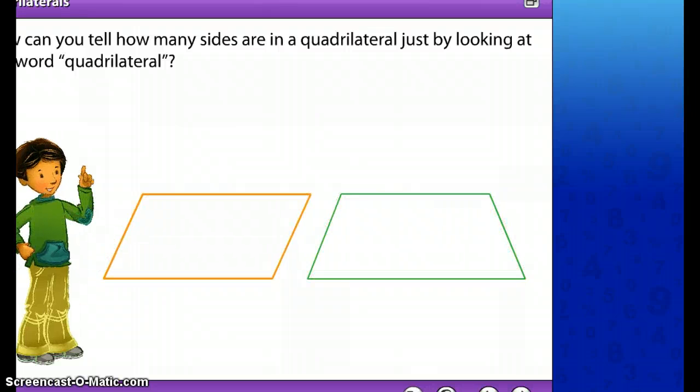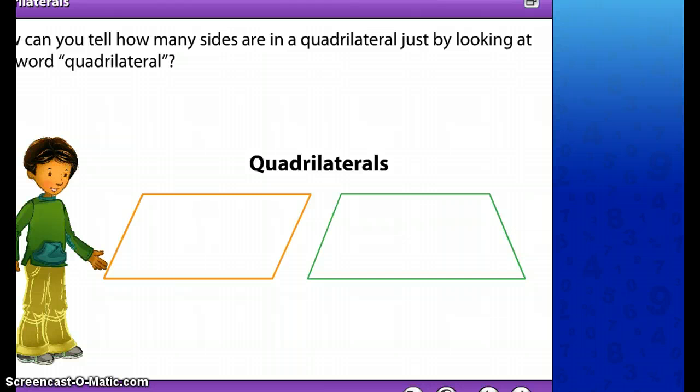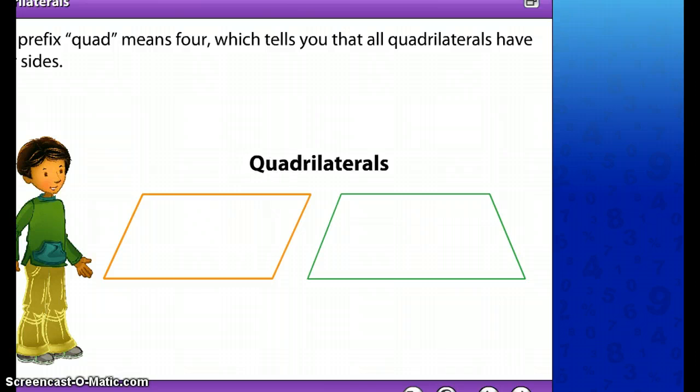How can you tell how many sides are in a quadrilateral? Just by looking at the word quadrilateral. If I saw the word and no picture, I would still be able to know how many sides are in a quadrilateral. What gives it away? Dylan? The word quad. Yes, quad, because quad means four. The prefix quad means four, which tells you that all quadrilaterals have four sides.